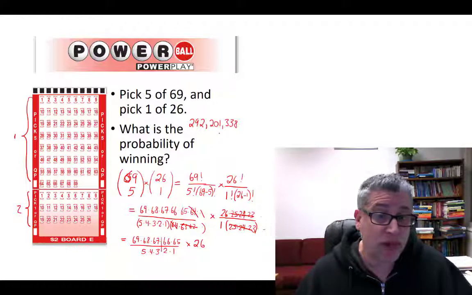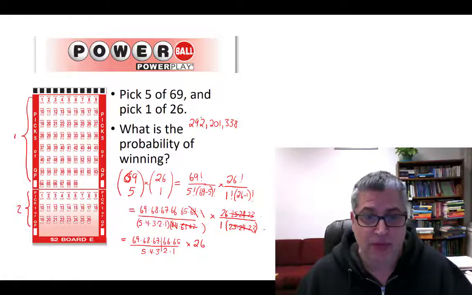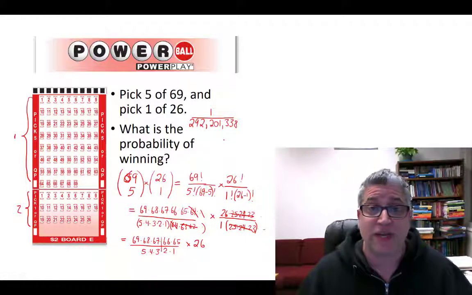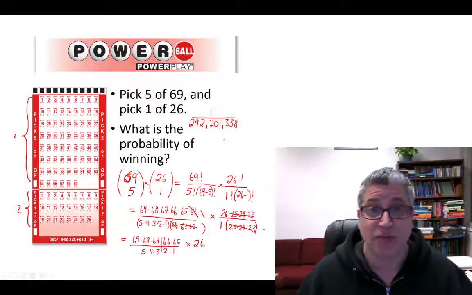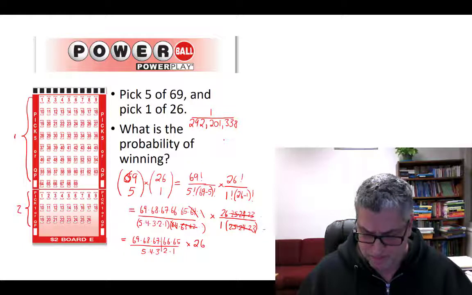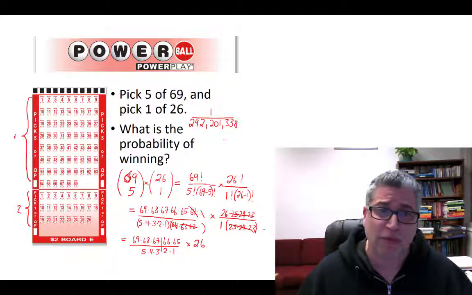And if you only have one of those tickets, then your probability of winning is 1 over 292 million, or 1 out of 292 million. That's a really low probability of winning the Powerball. So good luck with that.